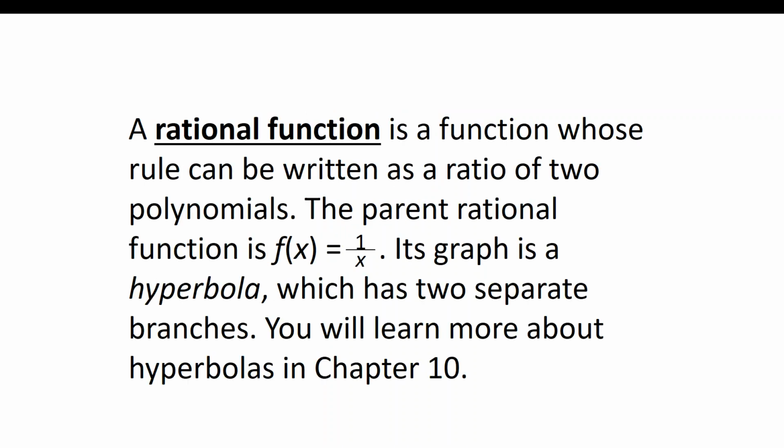All right, a rational function is a function whose rule can be written as a ratio of two polynomials. That's where you get the word rational. It's a ratio, actually, so that will help you remember what a rational number is. It's a number written as a ratio of two polynomials. The parent rational function is f of x equals 1 over x. Its graph is a hyperbola, which has two separate branches, and you'll learn more about hyperbolas in chapter 10.